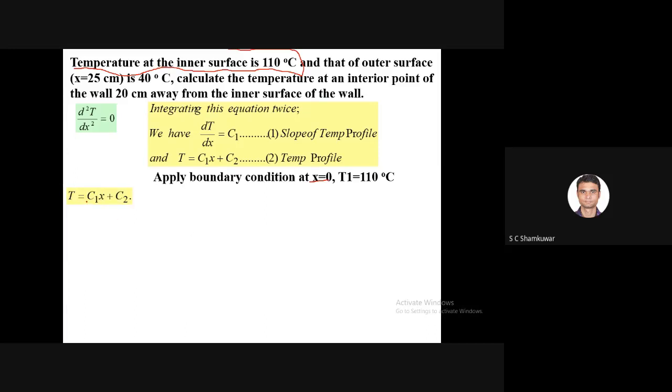What is equation 2? T is equal to C1x plus C2. So T1 is equal to C1 into x is 0 plus C2, and what is the value of T1? 110. So from here, what you will get, C2 is equal to 110.